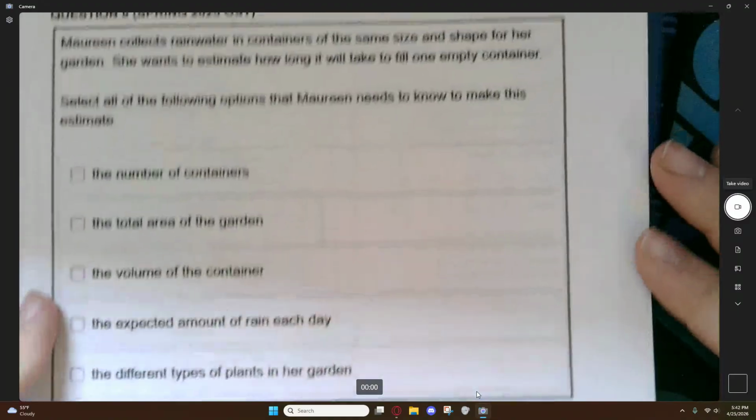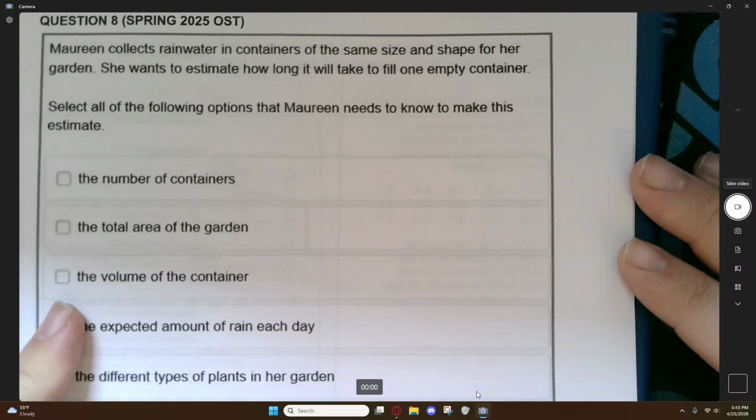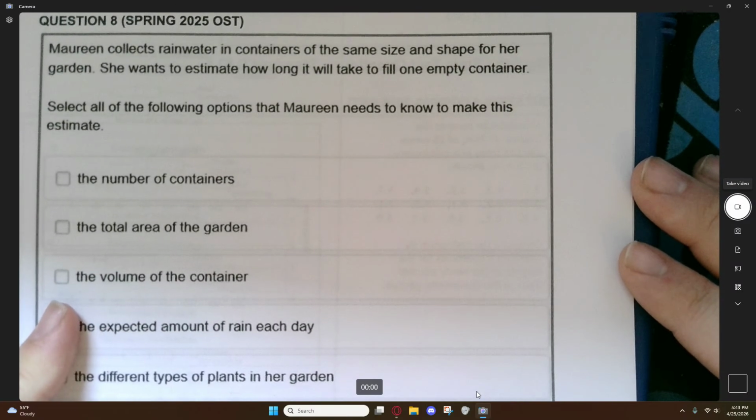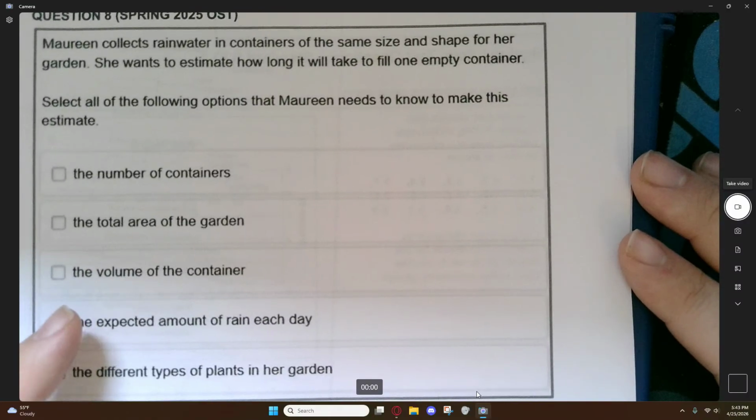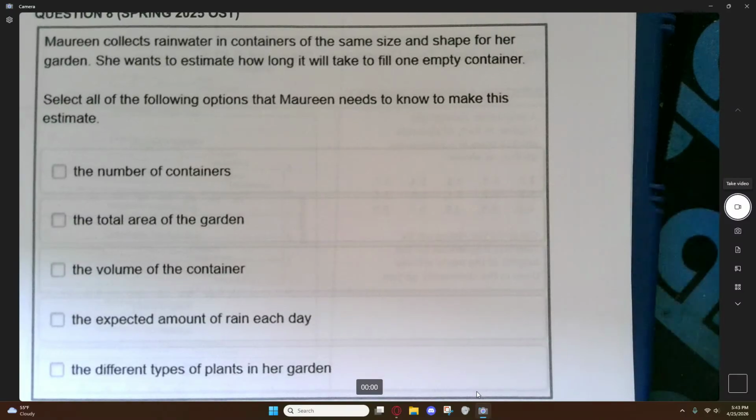Question 8. Maureen collects rainwater in containers of the same size and shape for her garden. She wants to estimate how long it will take to fill one empty container. Select all the following options that Maureen needs to know to make this estimate. So, she wants to collect rainwater in containers of the same size and shape for her garden. She wants to know how long it will take to fill one empty container.